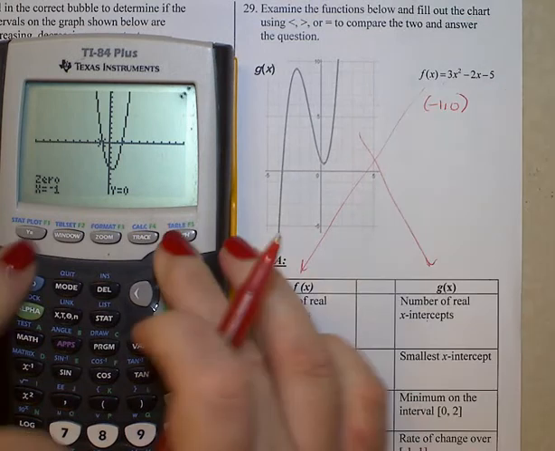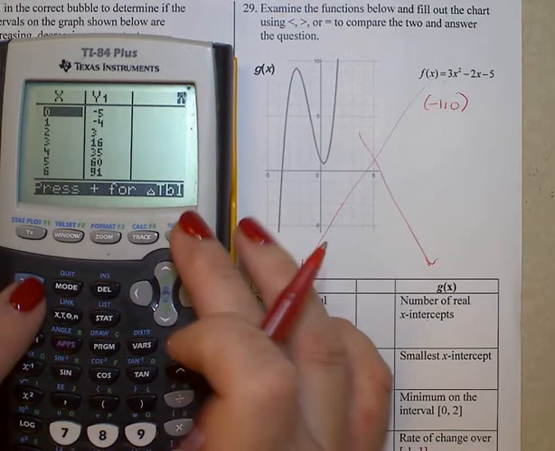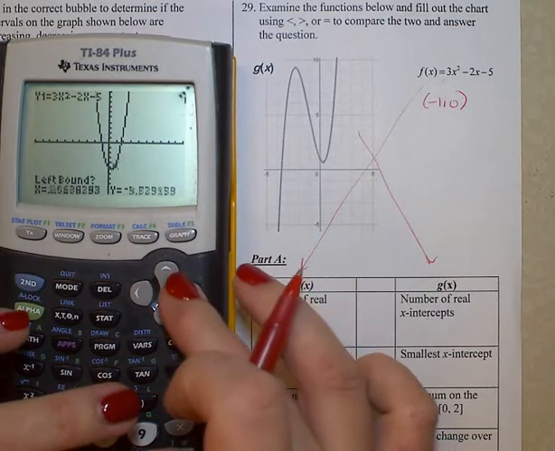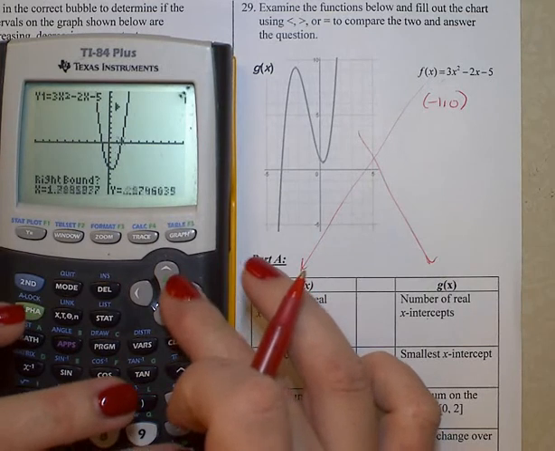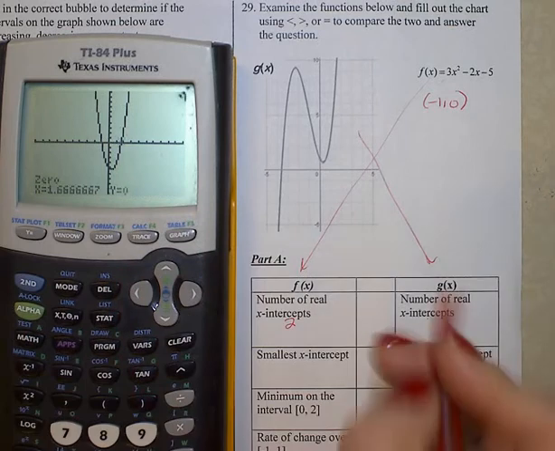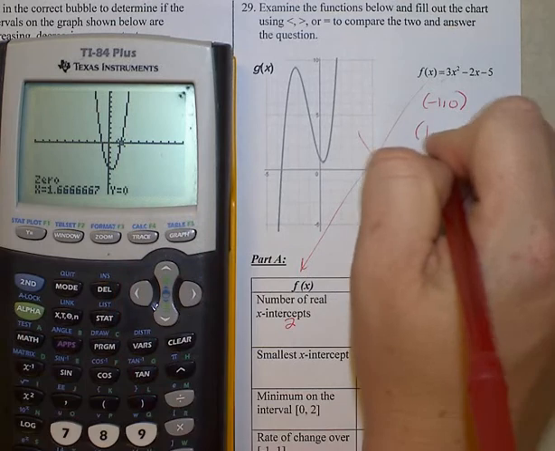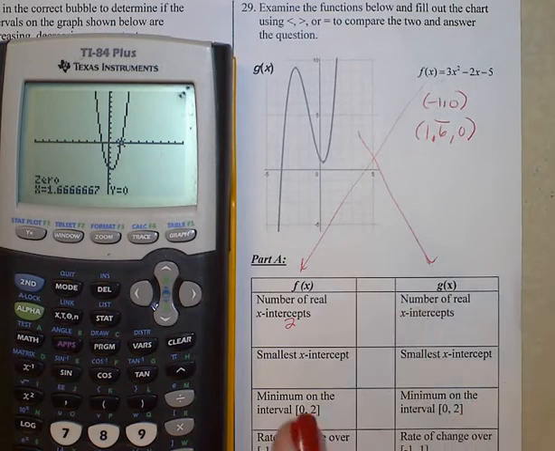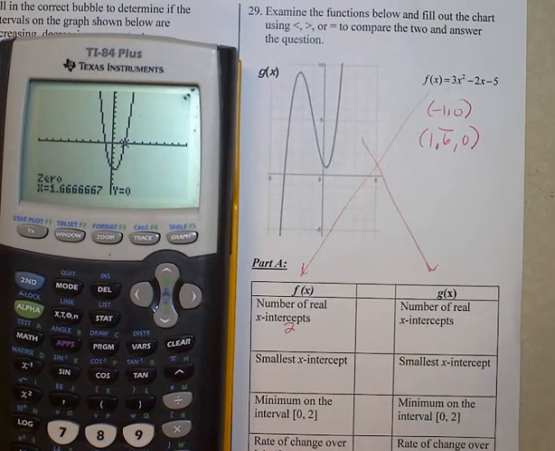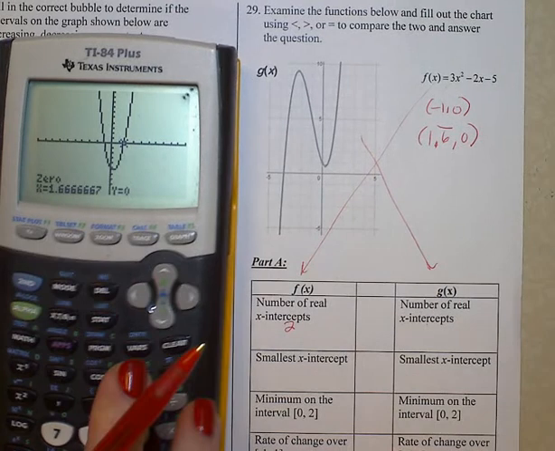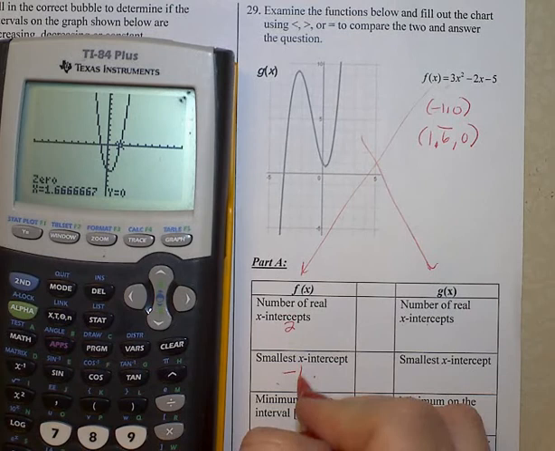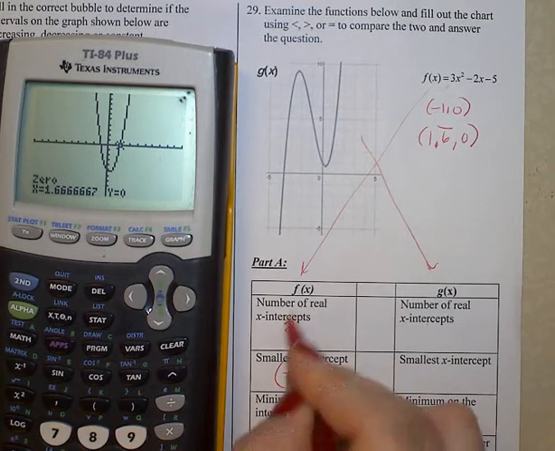And let's check the second one. Second trace 0. Below for left, above for right, back on top. And 1.6 repeating 0 is the second one. All right, so I'm filling out this information here. So the smallest of these two would be an x-intercept of negative 1. So negative 1, 0 is the smaller, and there's two real x-intercepts.